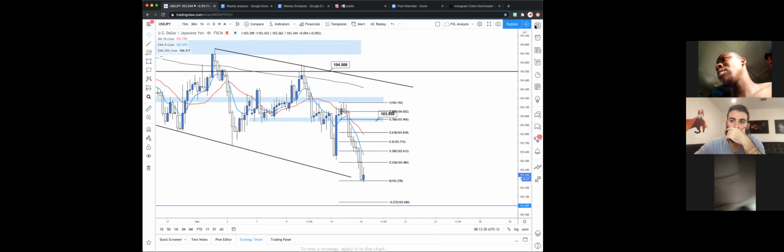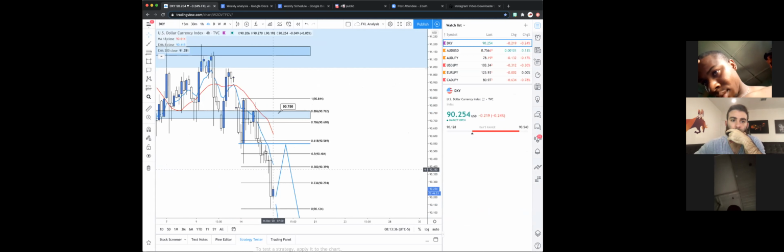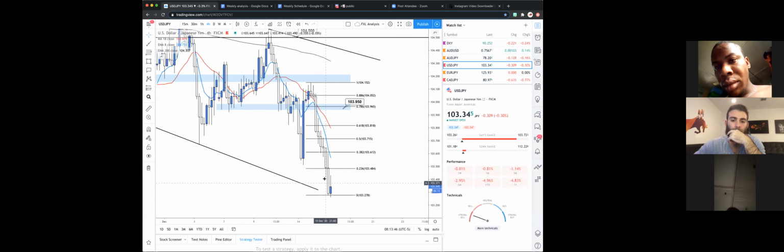What a move. So again, guys, for those of you that just didn't notice, UJ is very correlated to DXY. This is the US dollar index. We saw a huge drop in the US dollar. So naturally on UJ, we would see some sort of reaction as well, which we did. That's this huge drop here.